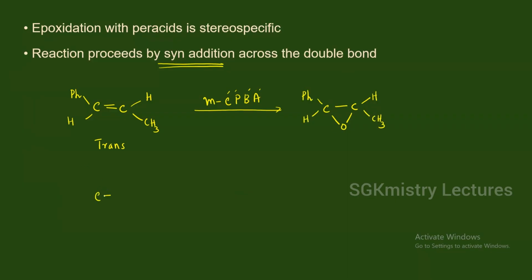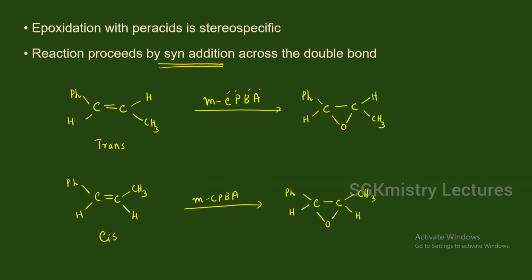Let us talk about the cis compound. Here, if I'm going to take CH3, H, H, and here I'm going to take the Ph, this is the cis isomer. Again, in the presence of metachloroperbenzoic acid, the epoxidation takes place. So here you're going to get CH3, H, Ph, and H, right?